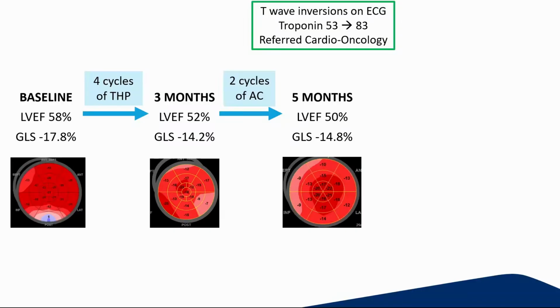And 5 months later from her therapy, her EF has now dropped to 50% and a longitudinal strain of minus 14%. So nothing terrible if you're not a cardio-oncologist, but I think the overall trend is that it has been decreasing a little. So what do we do here?